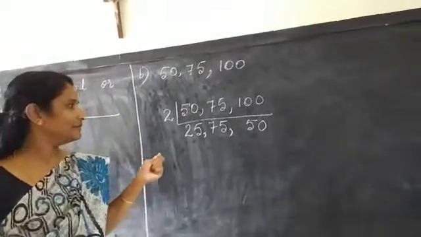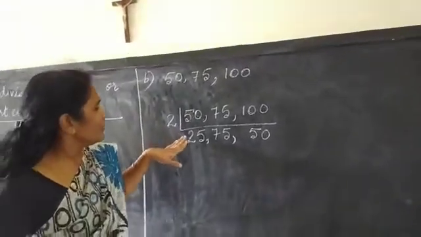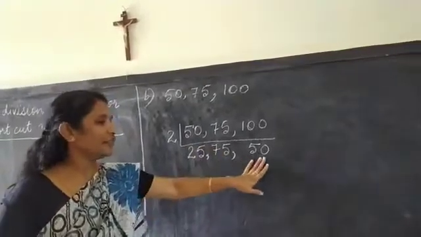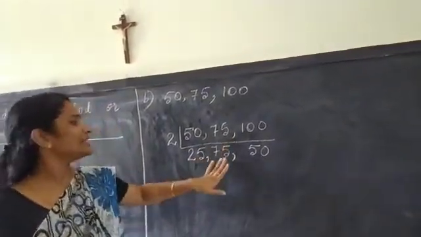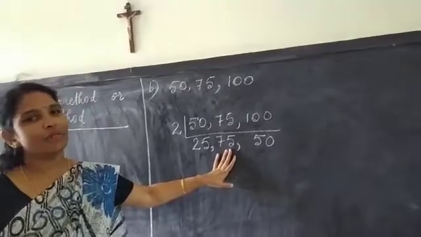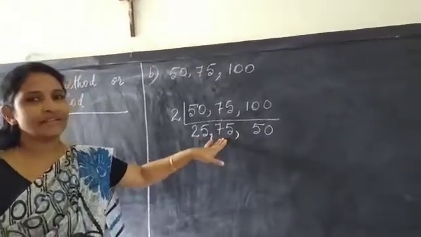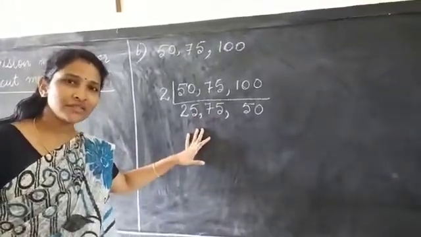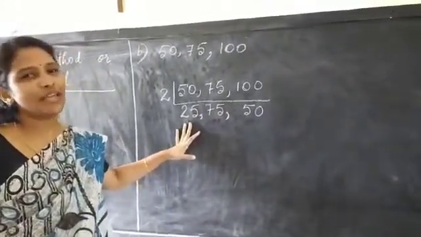That is 3. We cannot divide 25 by 3. We cannot divide 50 by 3. Only 75 is divisible by 3. Then can we continue the process? No, we cannot continue the process by 3.